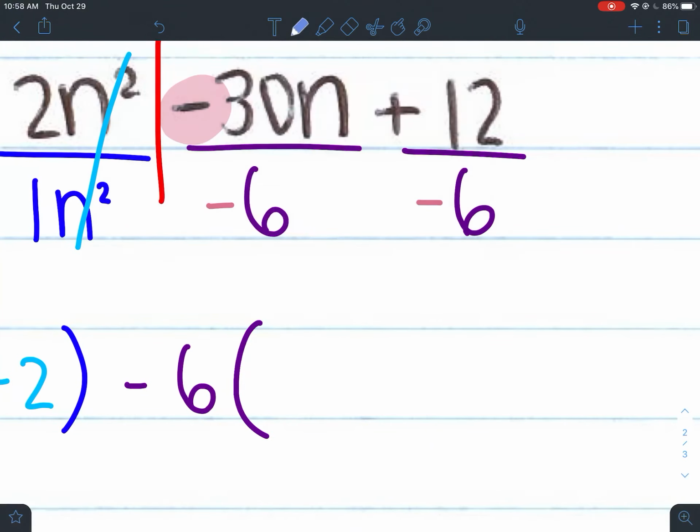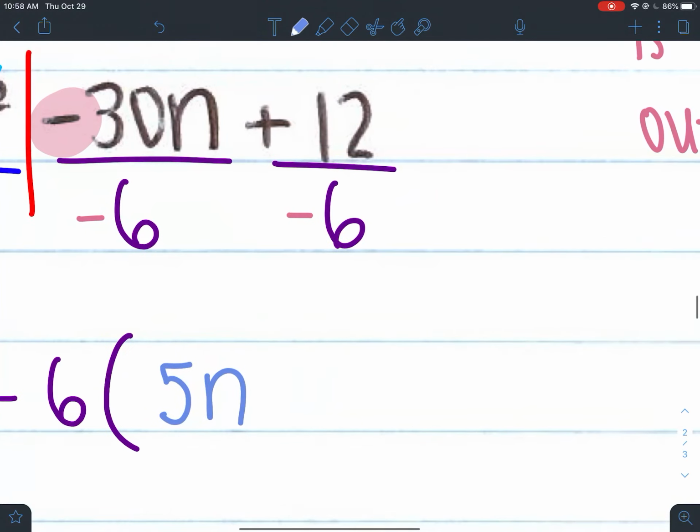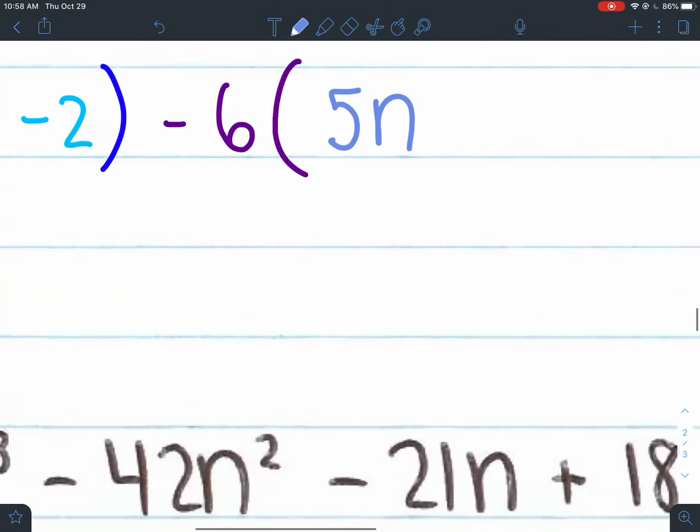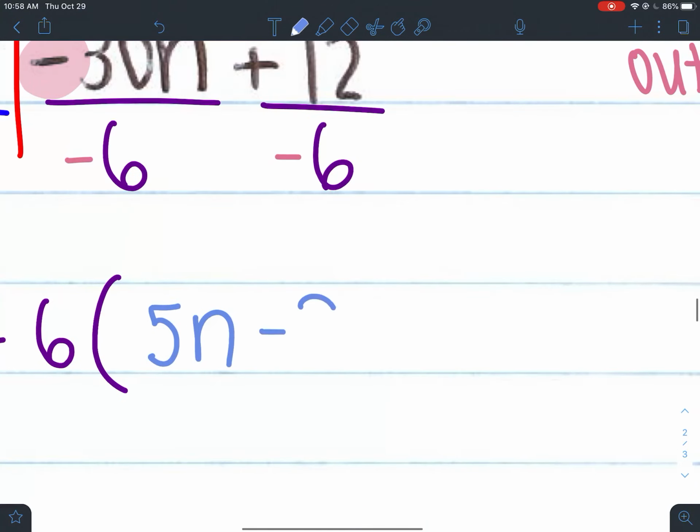So we start simplifying. Negative 30 divided by negative 6 is going to give me positive 5. I have that n left over still because we didn't take out any n's. Positive 12 divided by negative 6 is going to give me negative 2.